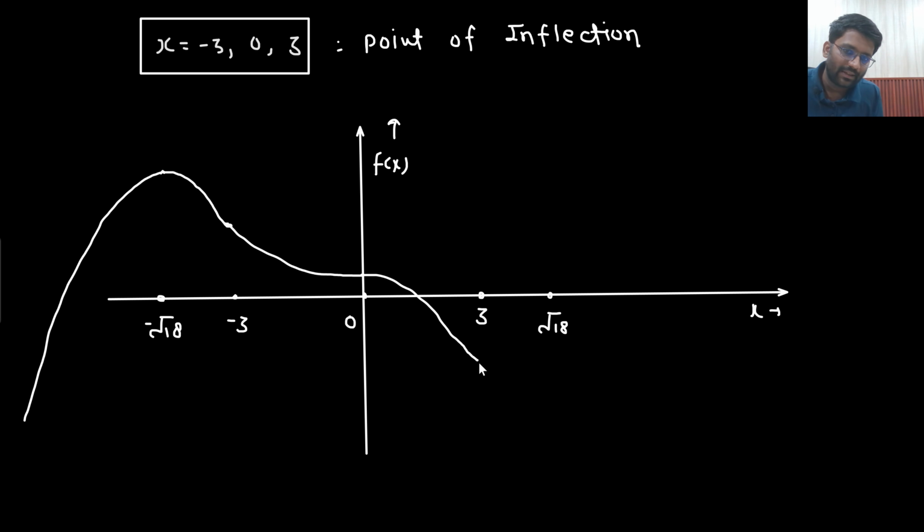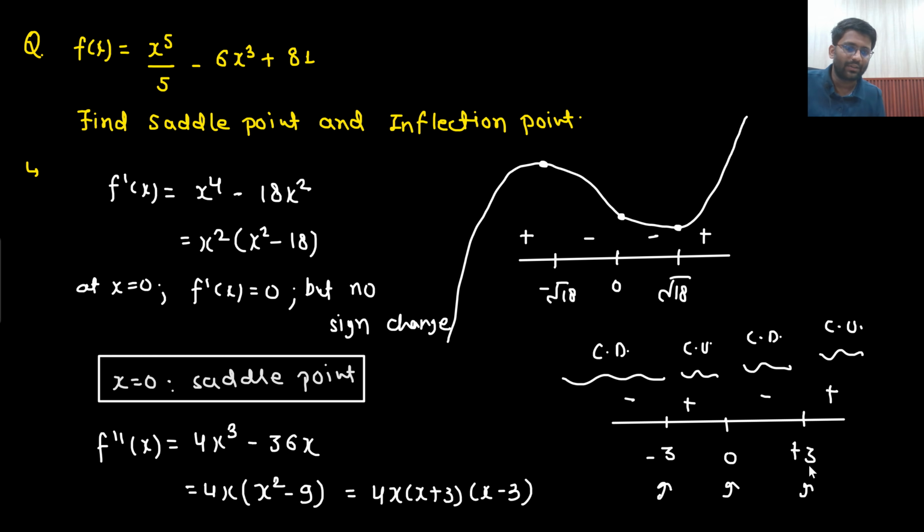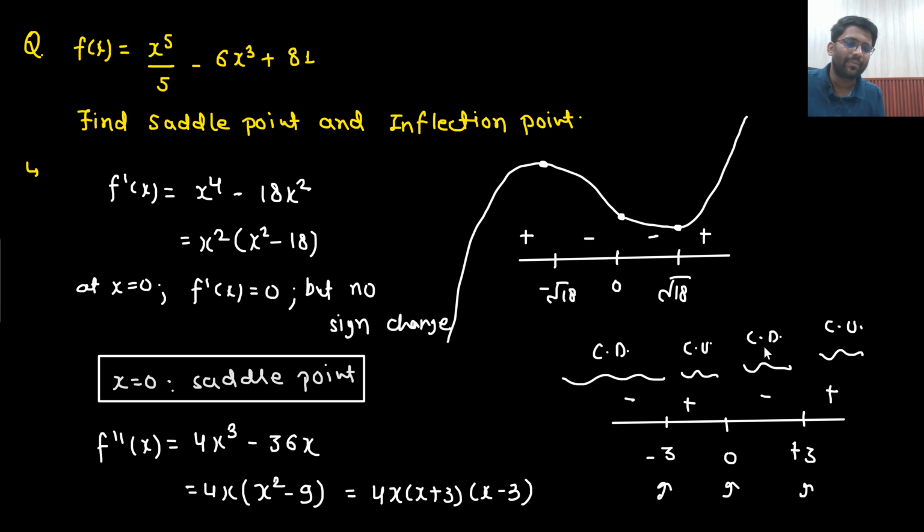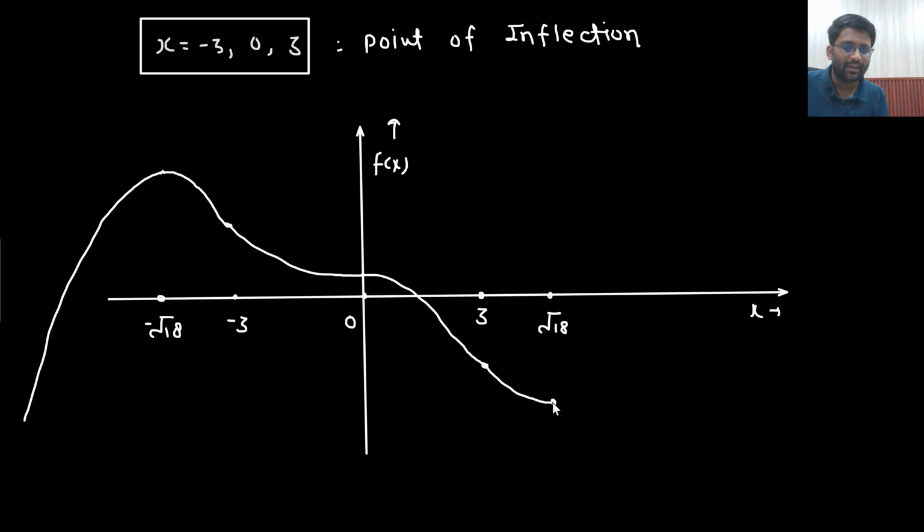Then the graph will increase at x equals to 3. At x equals to 3, the graph will keep on decreasing only, but the nature will become concave upward. And after that, the graph will increase, but the nature will remain concave upward only. This kind of graph you will get.